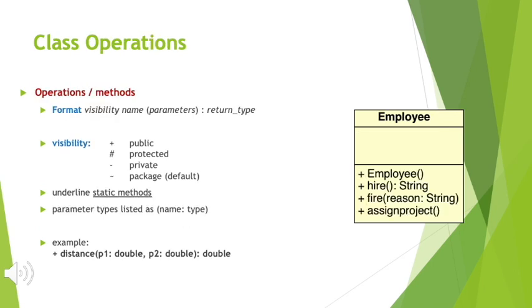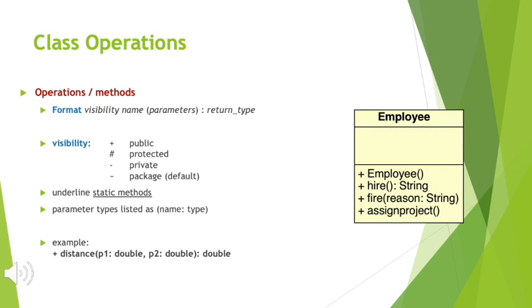For class operations, it's also the same. Here it also shows the format: visibility, name, parameters, and return type. The visibility symbols are the same as for class attributes: public, protected, private, and package. I think I made a mistake earlier. Private is not a star symbol. Private is a dash symbol, and package is like a tilde symbol. You can see it in your slides for a better view.